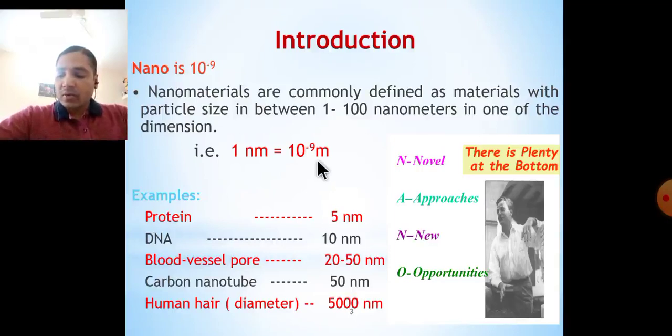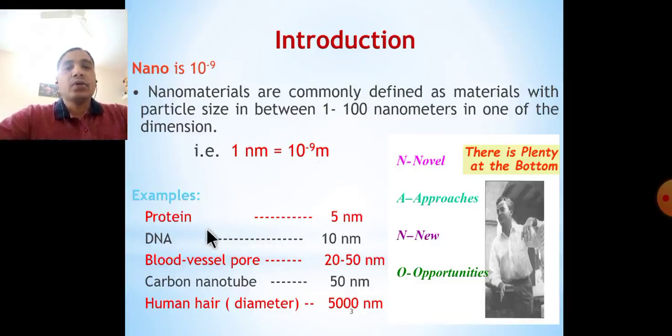Nano is a Greek word, from nanus, a Latin word, indicating a person of very low height, that is a dwarf.